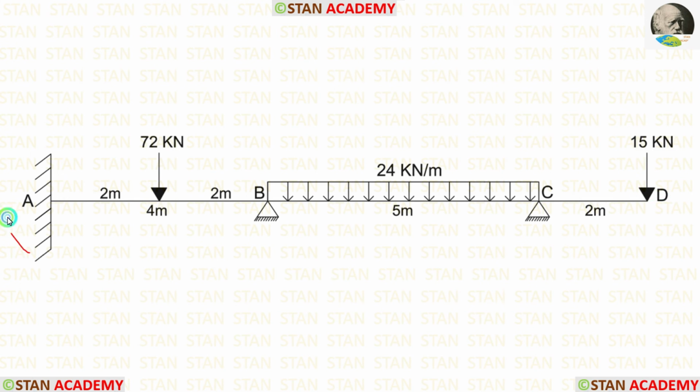In the point A, there is a fixed support. In the point B and in the point C, there are hinged supports. Span AB is 4 meter long, span BC is 5 meter long, the overhanging span CD is 2 meter long.